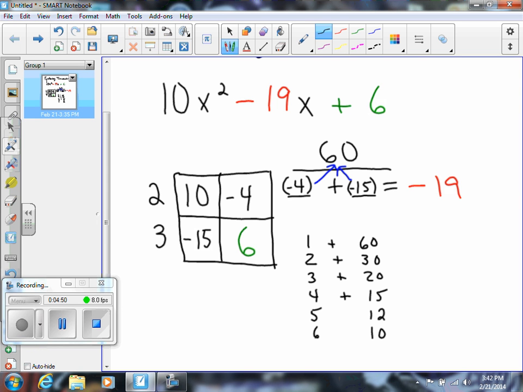Finally, I go down, 10 and 15. 5 is the biggest factor that would go into both 10 and 15. And finally, the GCF for 4 and 6 would be 2.